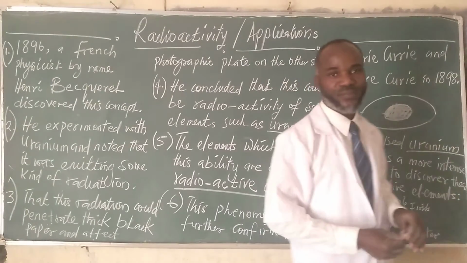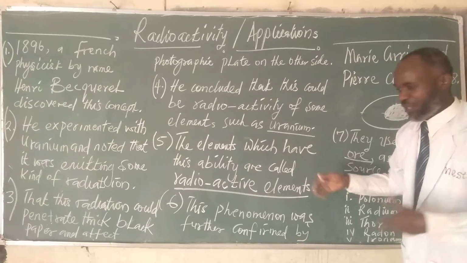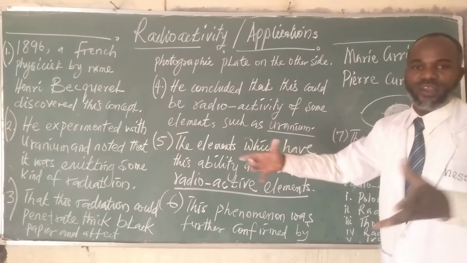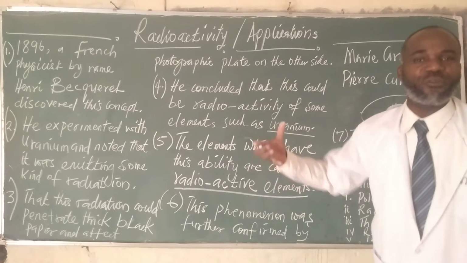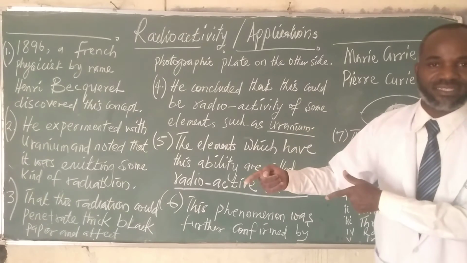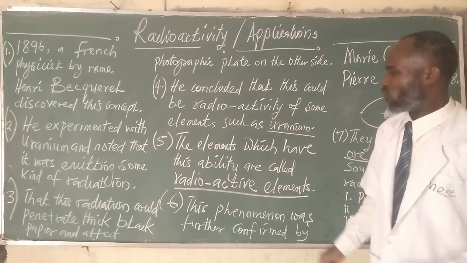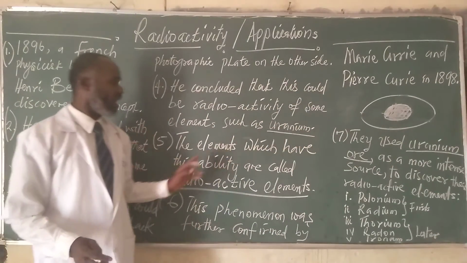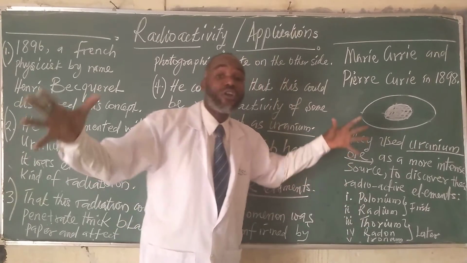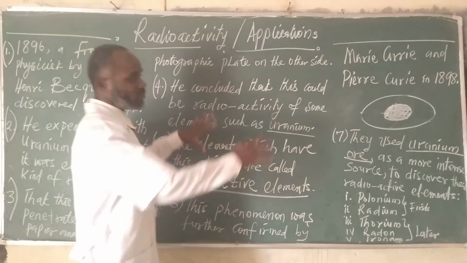So the concepts that gave birth to radioactivity are all this. They say for an element, a radioactive element in that case, to give out radiation without anything causing it, such is known as radioactivity. And the element giving out the radiation is known as a radioactive element. So all these, including uranium, polonium, radium, thorium, radon, and ionium, all of them form what we call radioactive elements. So that's what we're trying to say here.